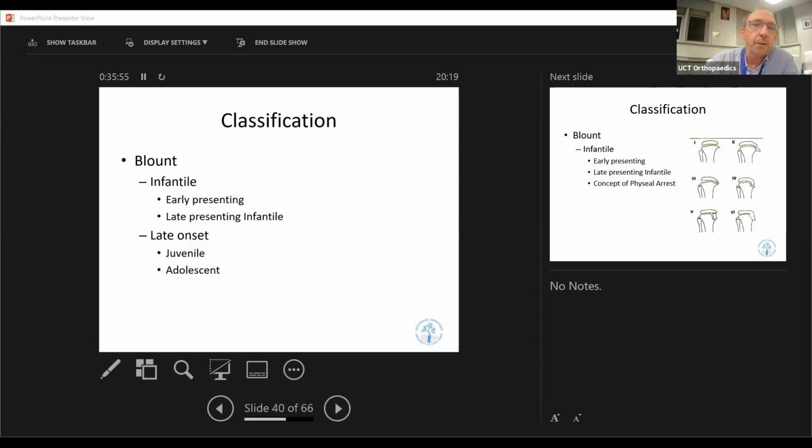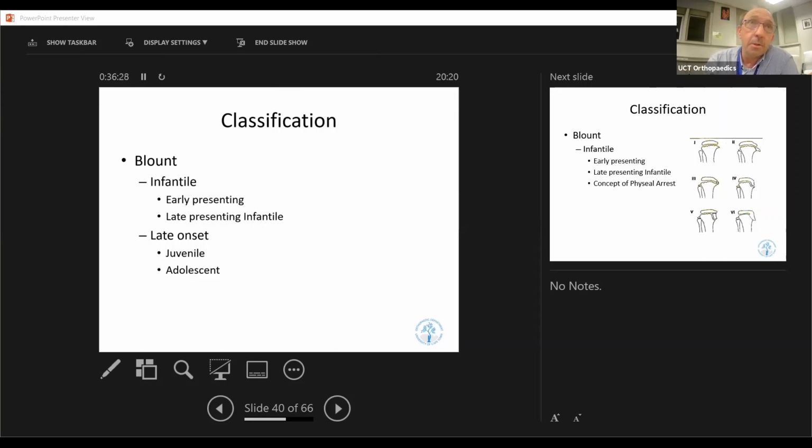Quickly, I'm just going back on what I've already said, infantile being early and late presenting. Infantile, the Langenskjöld 4 to 6 presumably usually are going to be late presenting existing tibia vara that is just coming to you later than you would have liked. As a rough guide, your Langenskjöld staging roughly goes per year equals your Langenskjöld stage.